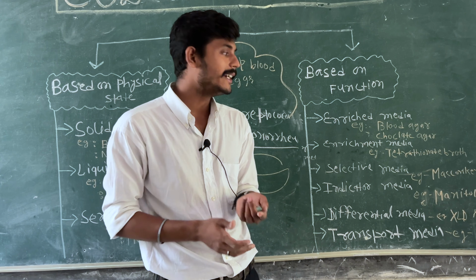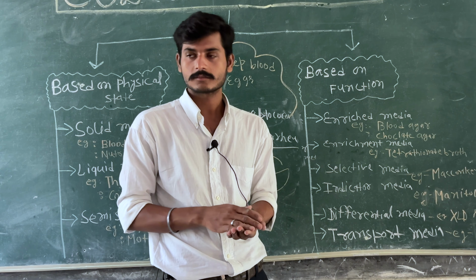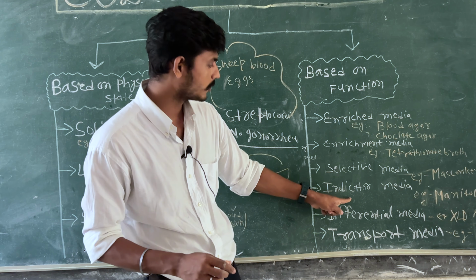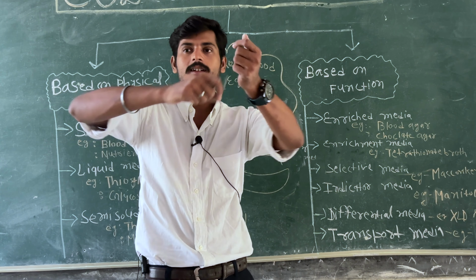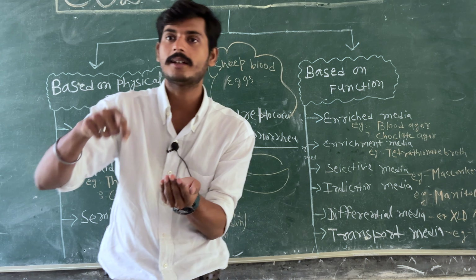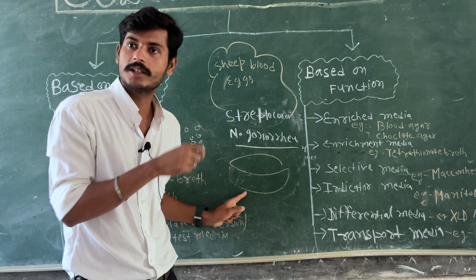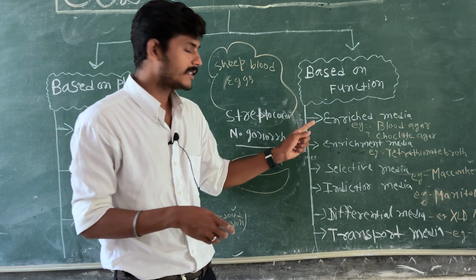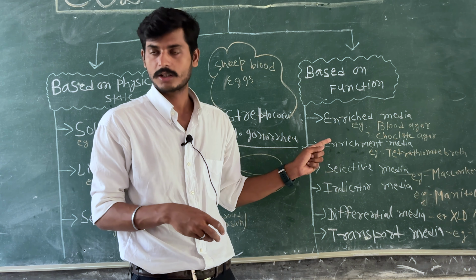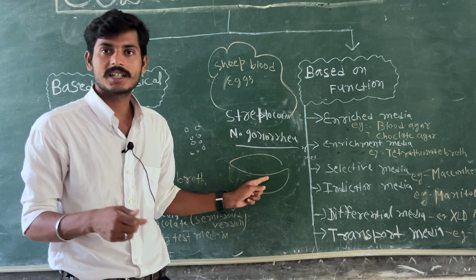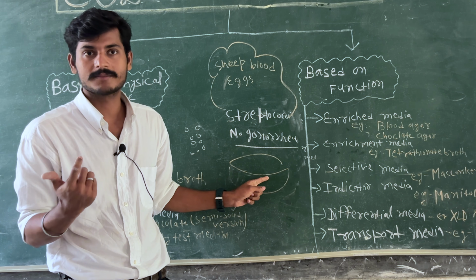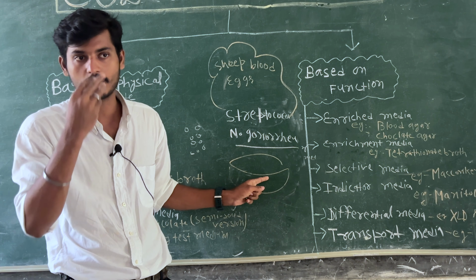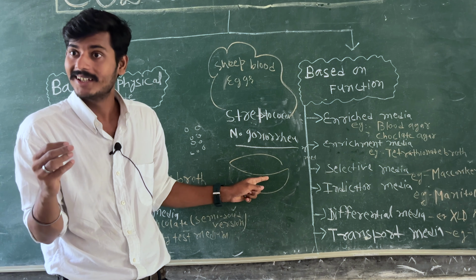Now coming to the indicator media. Here what we do is put some chemicals in this media, because the colonies which are forming are not as visible as we can see with our eyes. They are not so visible that we can see them well in our vision.